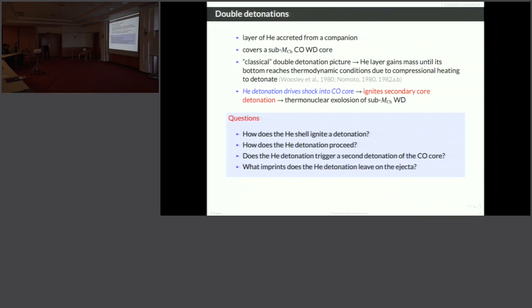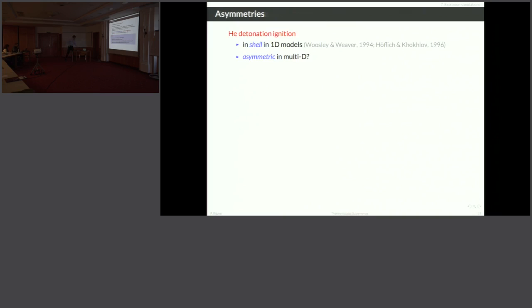Our questions are, of course, how does this helium shell ignite a detonation in the first place? How does the helium shell detonation proceed? And whether or not the helium detonation can trigger a secondary detonation in the carbon oxygen core, and what imprints on the ejecta are left behind from the helium detonation. So all this is determined with numerical simulations.